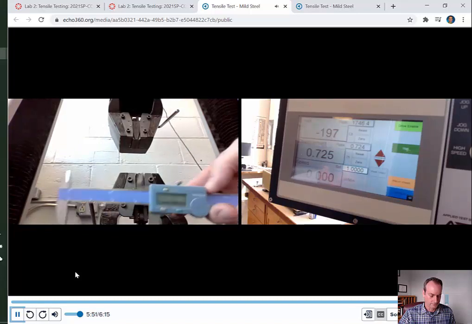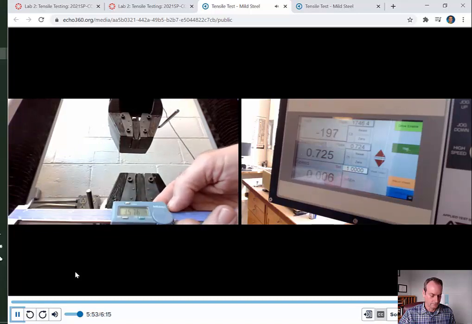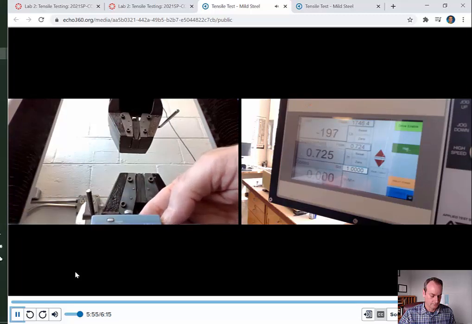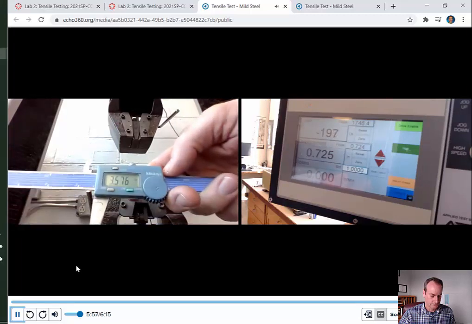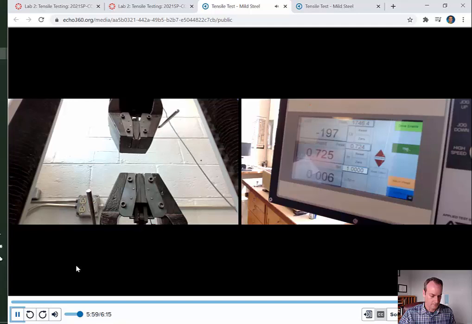And right now we're at like 3.576. So yeah, that's our permanent deformation there, right? So now what you need to do is, I think I have another video, on how to do your Excel spreadsheet to find those stresses and strains and do your graph. That's it for the data section.